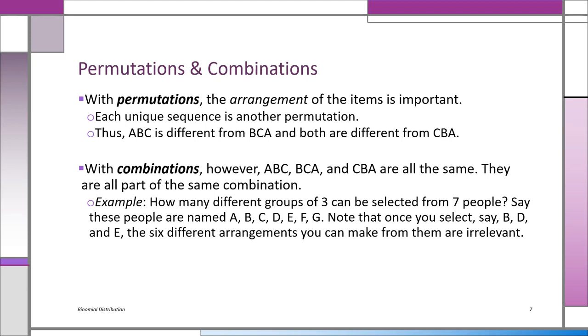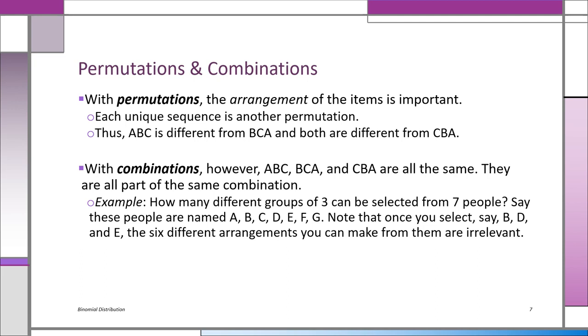Well, now we're going to talk about permutations and combinations. With permutations, the arrangement of the items is important. Each unique sequence is another permutation. Thus, ABC is not the same as BCA, which is not the same as CBA. You just change around the arrangement, the way it's ordered, and it's a different permutation. So you generally get a larger number than when you're looking at combinations. With combinations, ABC, BCA, CBA are not counted as three separate arrangements. It's the same combination. The same three letters are in ABC, BCA, and CBA.